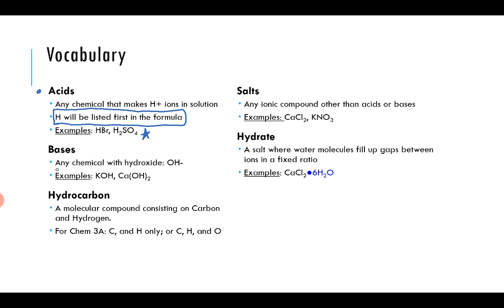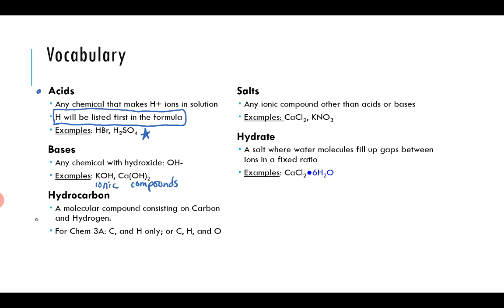Next up, we have bases. We're going to define bases as any chemical with a hydroxide anion. That's for now. When we get to a later chapter, we will expand our definition of bases. But for now, we're looking for the hydroxide anion. Both of these are ionic compounds, and so these are ionic bases. You can look on your green sheet for examples of strong bases, but all the bases have hydroxide ions in common.